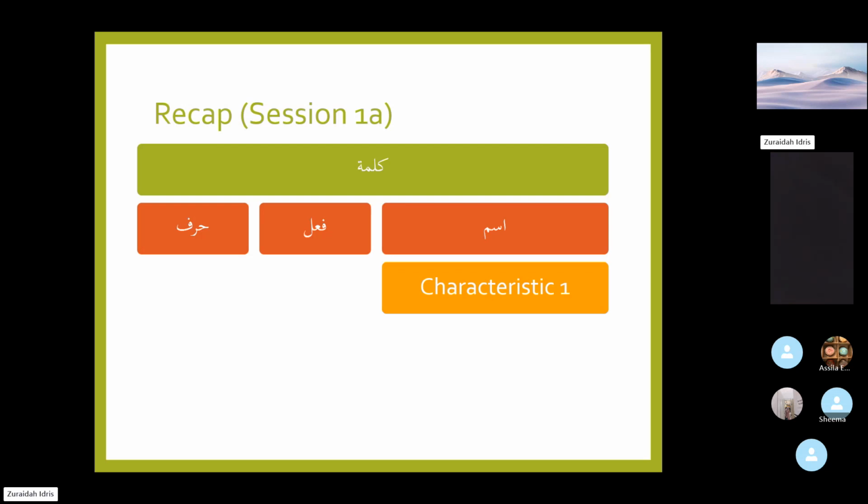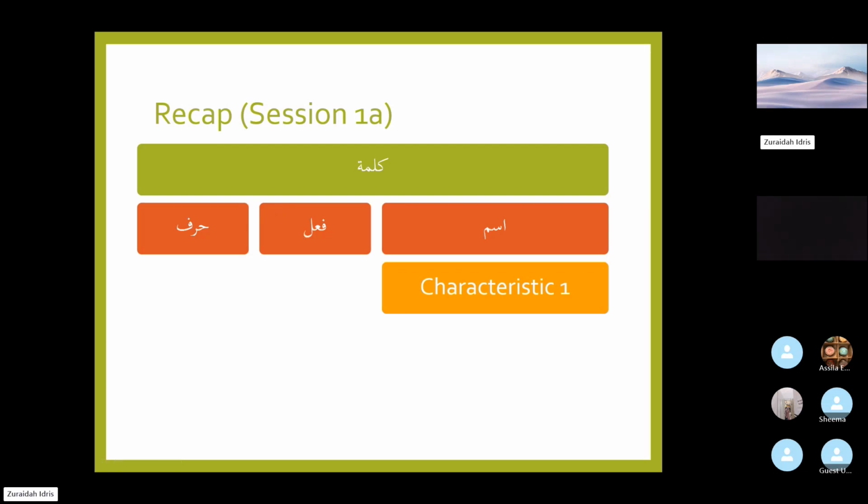And then we had fi'il. Because fi'il is a big chunk that we need to look at, we said we'll do this by the process of elimination first. If it's not an isim and it's not a harf, then it must be a fi'il because there are only three types of words. Okay, we said that. So this makes things easier. But we have to eventually learn what a fi'il is all about.